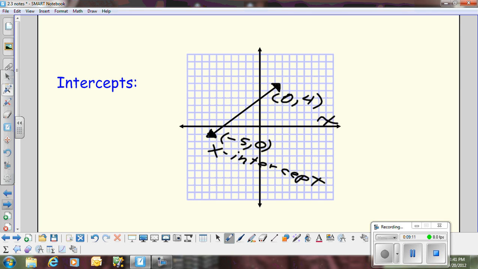One of the reasons I wanted to do this right here is to get clear in your heads: the x-intercept happens when y equals 0, because to be on the x-axis, y has to be equal to 0. The y-intercept happens when x equals 0, because to be on the y-axis, x has to be 0. Everybody clear on that? Because we're going to use that in the next slide here.